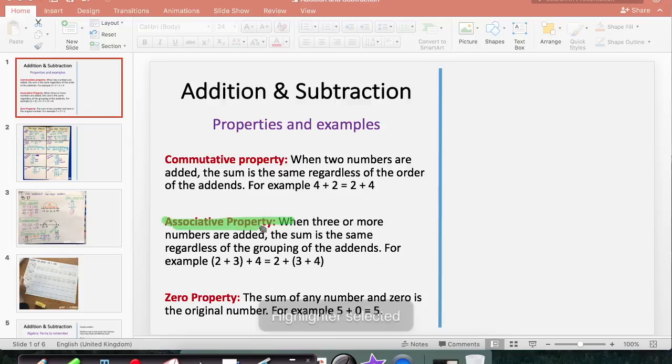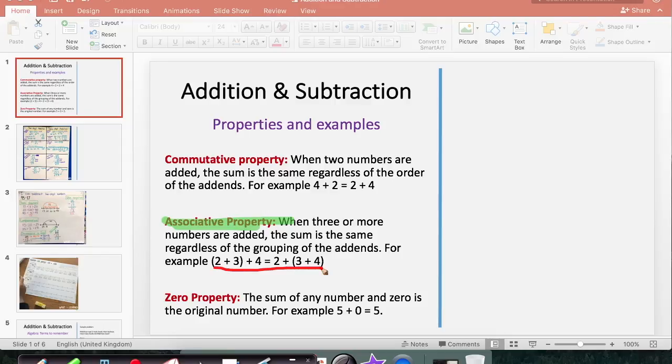And the second one is the associative property of addition. Again, this is very easy. It's more or less the same as the commutative property, but this time there are 3 or more numbers, or addends, that are added together. And when you say associative property, the numbers are in a way grouped. So if you look at the example, 2 plus 3 plus 4 is equal to 2 plus 3 plus 4, but in different parentheses. The answer is still the same.